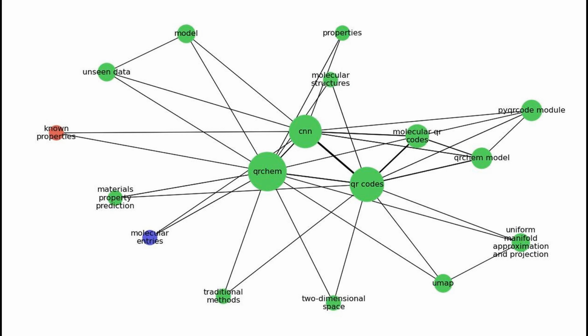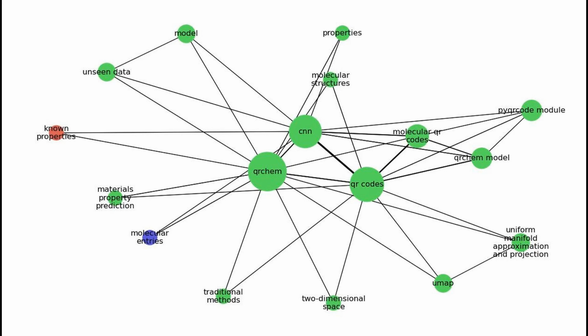This training process involves feeding the CNN the QR codes along with known properties so that it can learn to make predictions. The model's performance is then validated by checking how accurately it can predict these properties on unseen data, ensuring that it doesn't just memorize but truly understands the relationships.